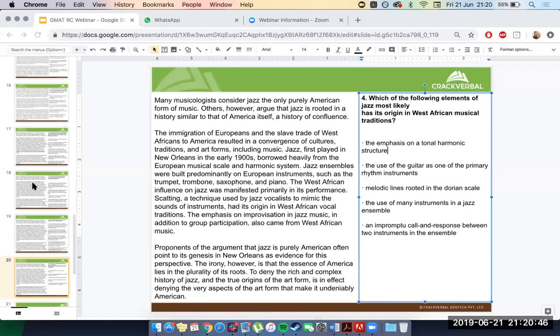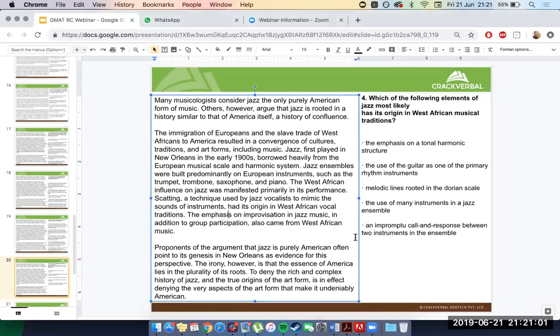Even if you're not sure what the answer itself means, you should still go ahead and pick it if you've eliminated everything else. So that's something that you definitely should look out to do, right? Now, if we see impromptu call and response between two instruments, it does say here that there's group participation and there's emphasis on improvisation. So people get together in a group and do improvs and stuff like that. I think it's similar to what we see in Sufi music as well, right? So yeah, something of the sort.